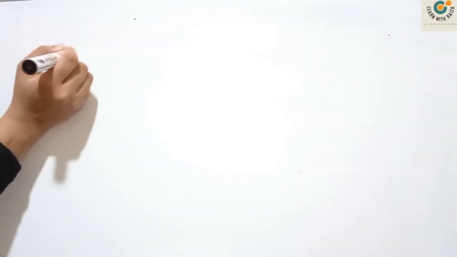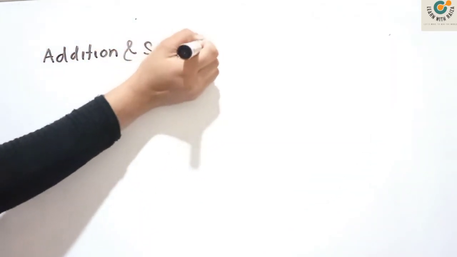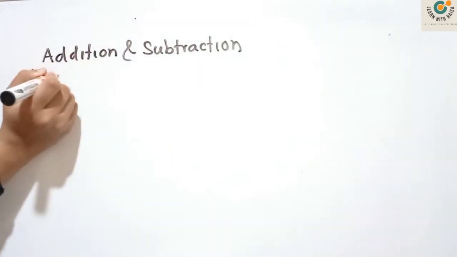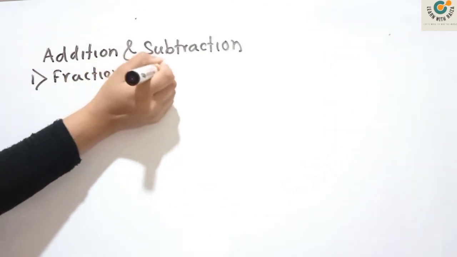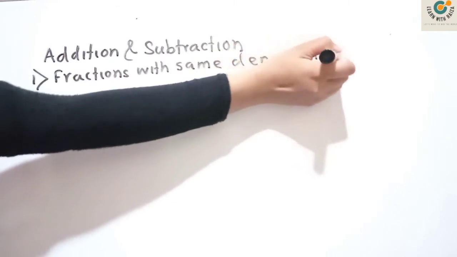So, I discussed with you all types of fractions, conversion of fractions and equivalent fractions. So now it's our time to move to addition and subtraction of fractions. When I'm talking about addition and subtraction, I'll discuss this under various topics. The first thing is how to add and subtract fractions with same denominator. So this is a very simple thing. Listen carefully, you will understand.